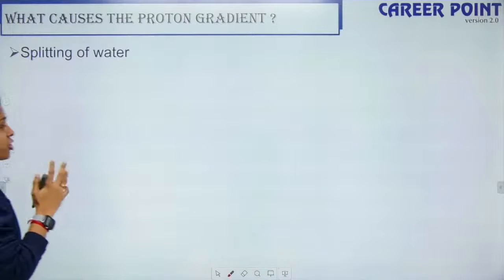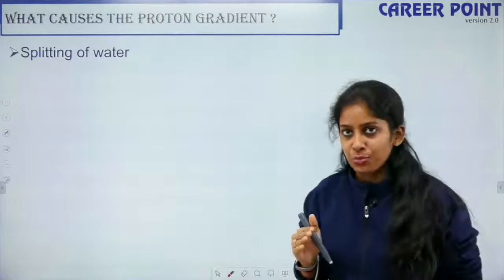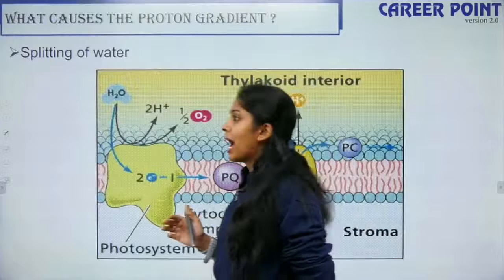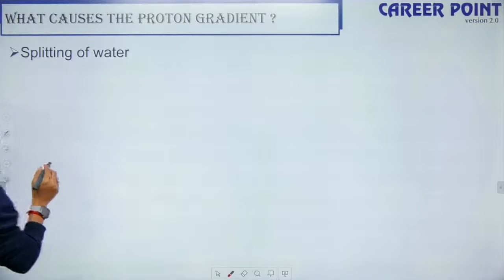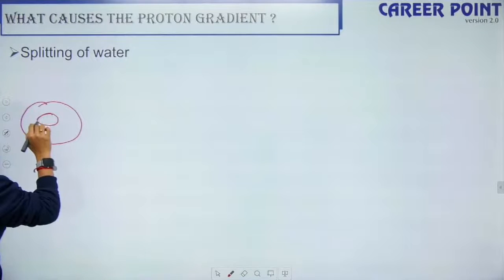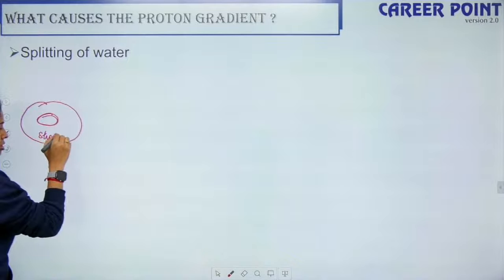Now what causes this proton gradient? What causes this differentiation? I said inside your thylakoid you have more H plus. So this is your chloroplast, and I am only drawing one thylakoid membrane. This is your stroma and this is your lumen.